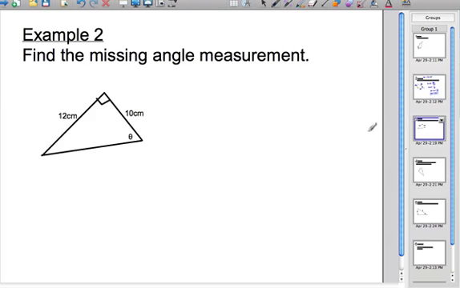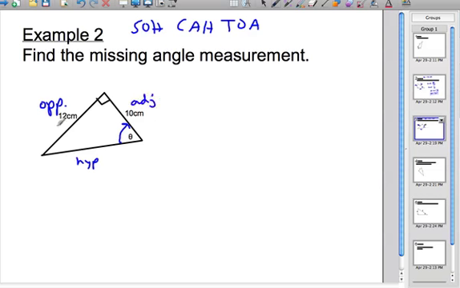Okay, in the next triangle, again we need to remember our SOHCAHTOA. Let's label the sides in this triangle. We're talking about theta here. Opposite the right angle, we have the hypotenuse. With reference to theta, 12 is the opposite, and of course this one would have to be the adjacent. So we're looking at a ratio that uses opposite and adjacent, and that's tangent. So tan of our angle equals opposite divided by adjacent.